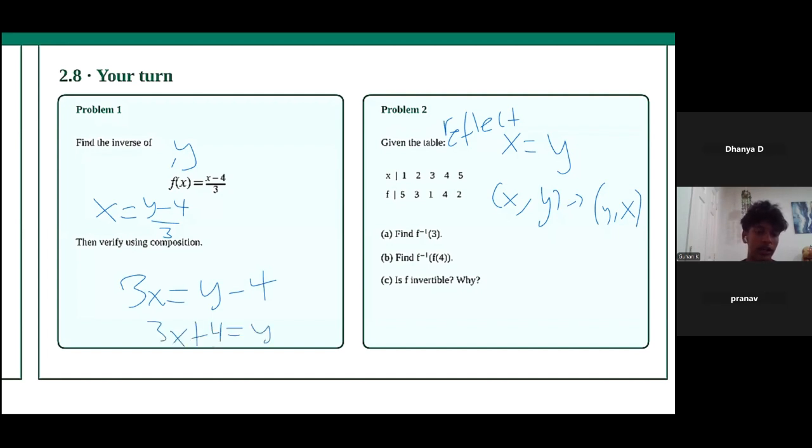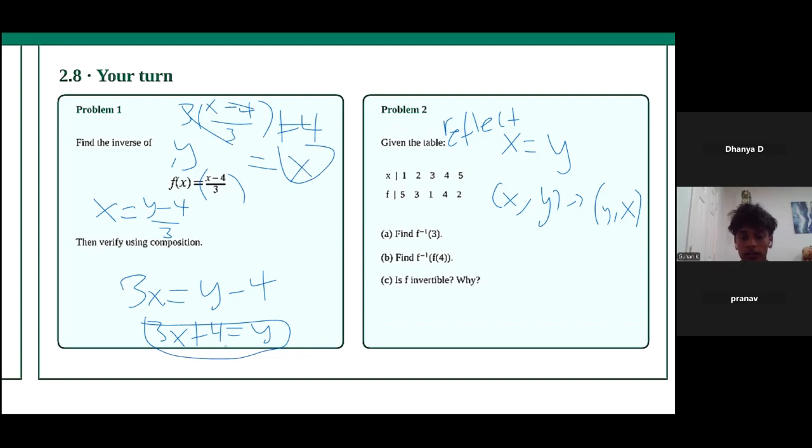And let's verify that. Let's plug in this whole thing into where x is here. And if it all simplifies down to x, then it is the right answer. So 3 times x minus 4 over 3 plus 4. So as we can see, the 3's cancel out. The minus 4 and plus 4 cancel out. So this does equal x. So we are correct that the inverse is 3x plus 4.